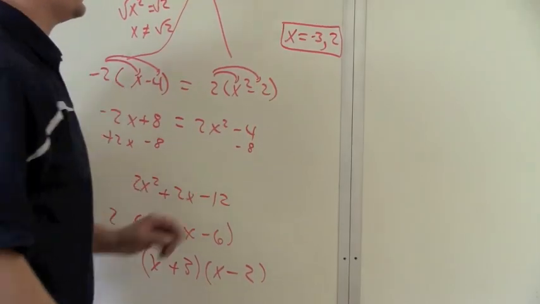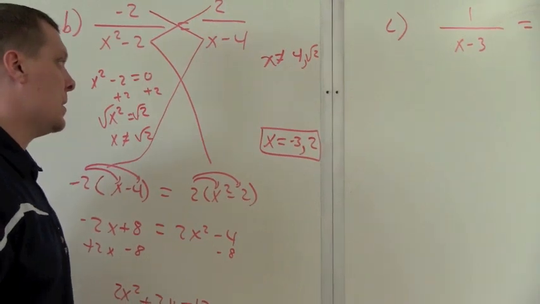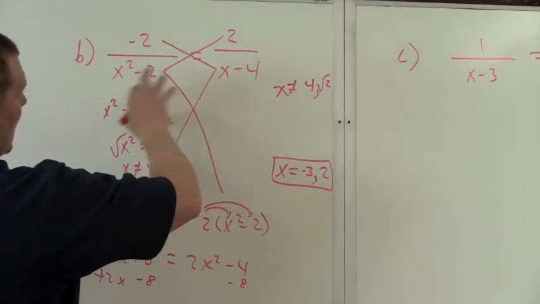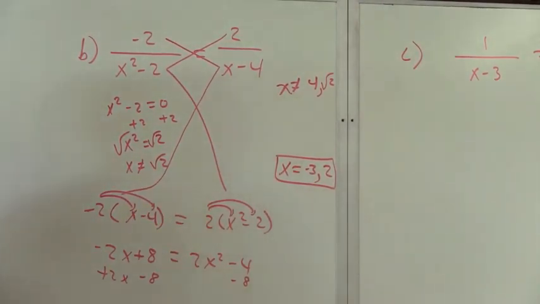The two solutions I get do not fall in this can't be category, so both of them work as of right now. And as long as they can't be that, we're good to go. So those are your two solutions. You can check them if you want.